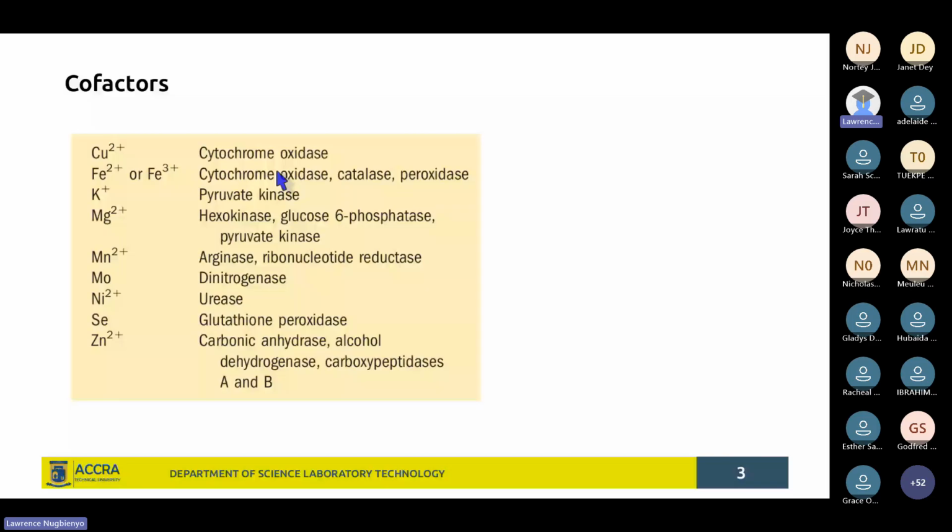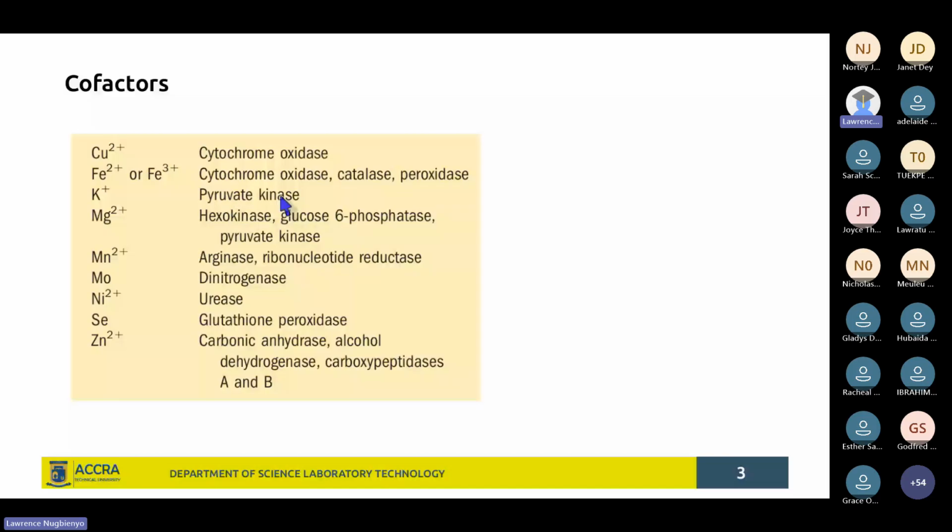But here, what we are talking about is that the cytochrome oxidases, which you'll find in the liver, require some of these metal ions like copper ions, ferric ion, ferrous ion. Enzymes like catalase, peroxidase, all of these require these ions to be active. Potassium ions for, say, pyruvate kinase. We did talk about what kinases were the last time.